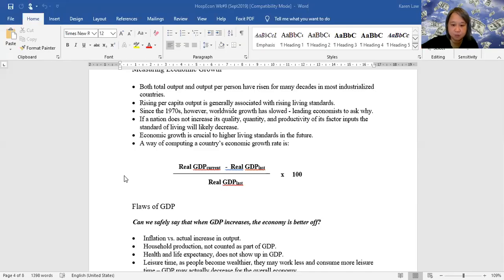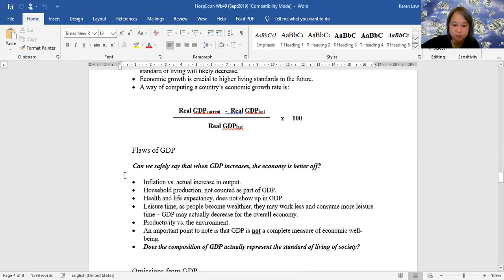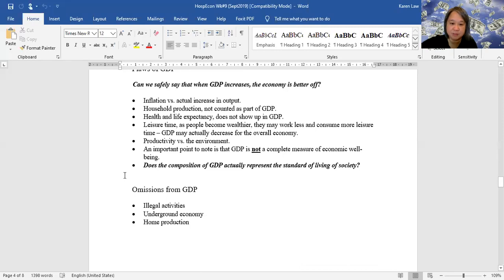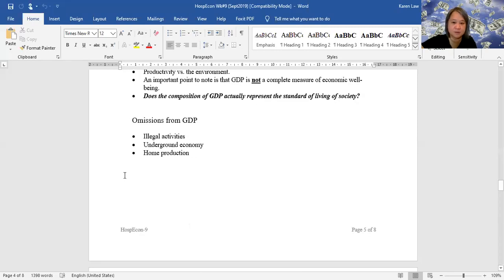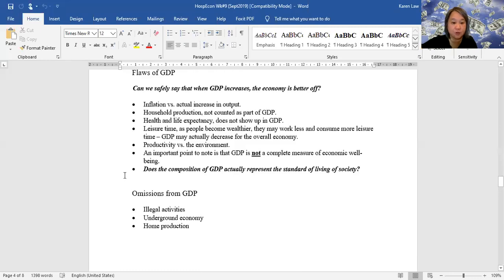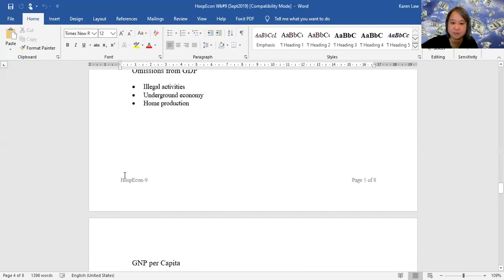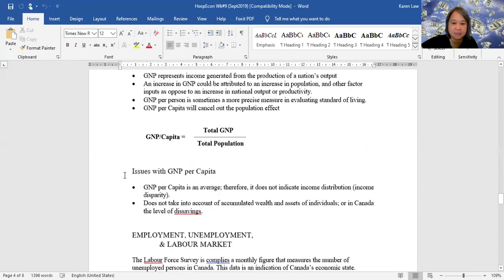All right, so this literature stuff, I am going to leave that to you. It's just a commentary on some of the flaws of GDP. There are things that we're not able to measure.